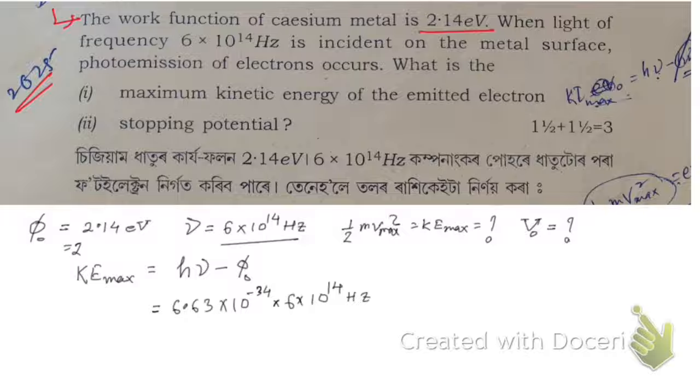Let me convert this into joule. So how to convert this? Just multiply by 1.6 into 10 to the power minus 19. Now it becomes joule, right? Hope you have understood this.